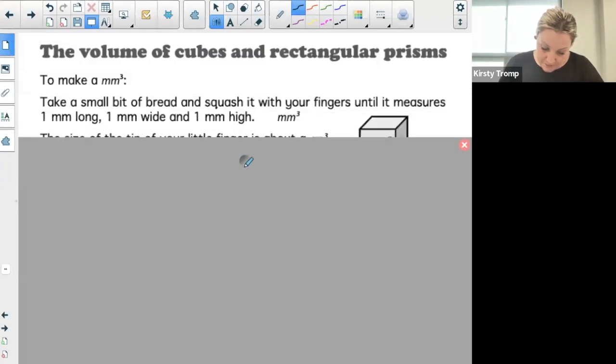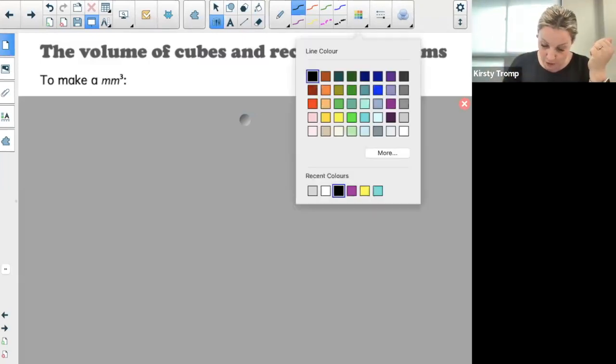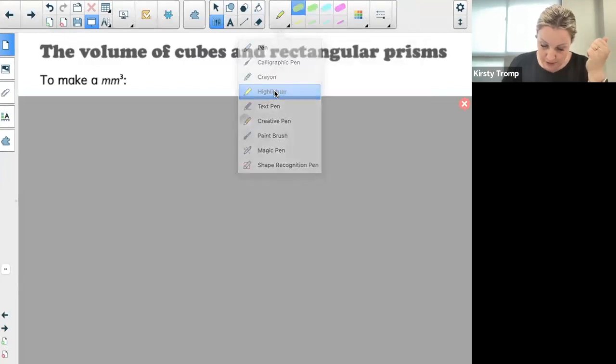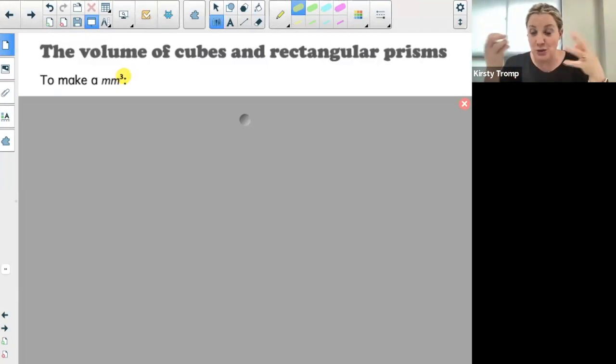So if we look at making 1 millimeter cubed, when we're looking at volume, we're always looking at a unit measurement of cubed. When we did surface area, we were looking at squared, and when we're looking at volume, we're looking at cubed.